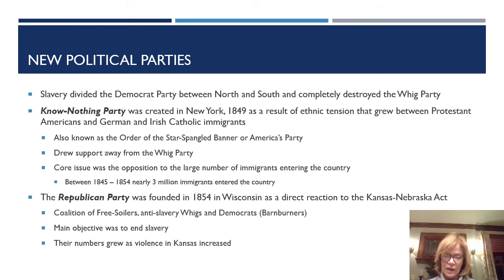So they come together, and their main objective is not just to halt the spread of slavery, but to stop slavery. Right? And after the violence that took place in Kansas at Pottawatomie Creek and in Lawrence, their numbers start to swell. So they gain as a real political party at this time.